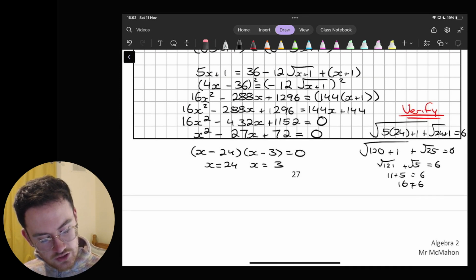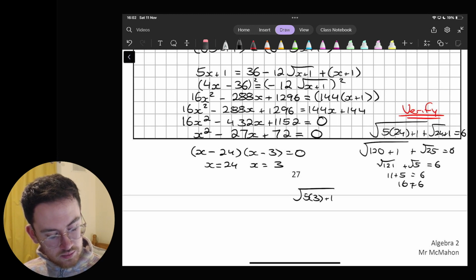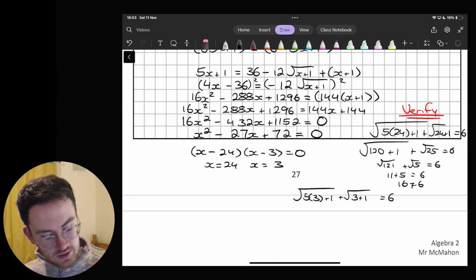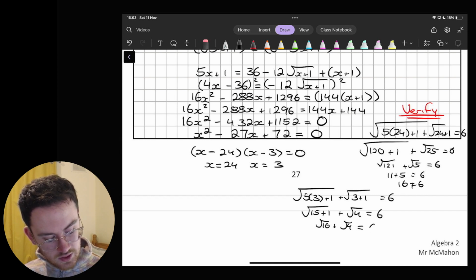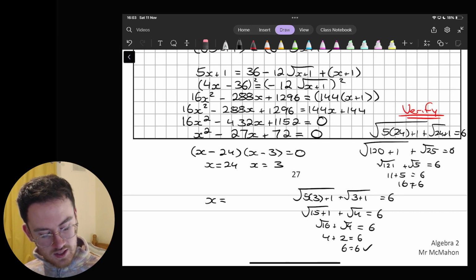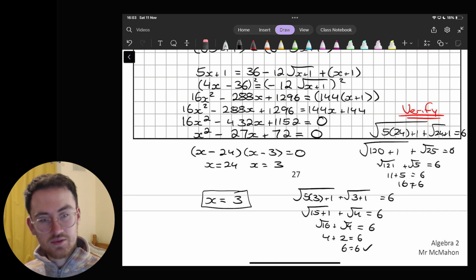Testing my second solution here. Same as before, √(5 times 3 plus 1) plus √(3 plus 1), and is that equal to 6? 15 plus 1 is 16, plus 4. So √16 plus √4 is 4 plus 2, and 6 does of course equal 6. So my answer there is just 3. x is equal to 3.